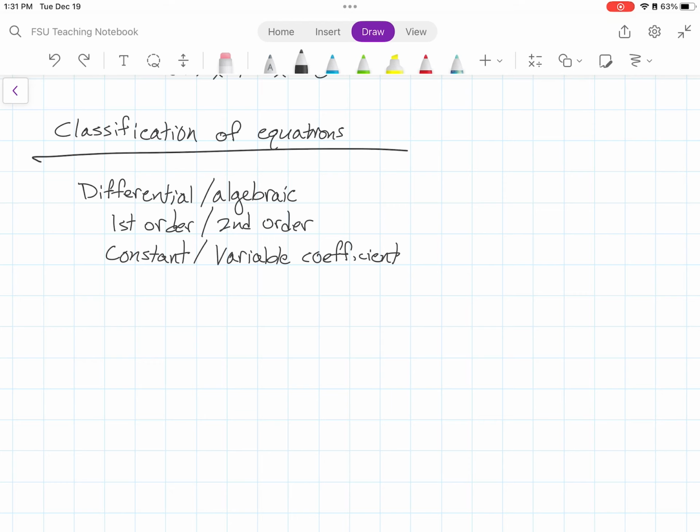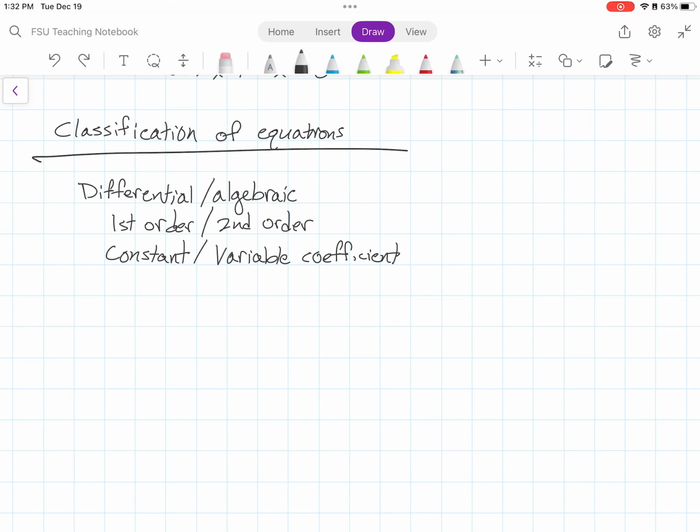Okay, so in the previous two videos, we've been talking about classification of equations. We've talked about how to determine if an equation is differential or algebraic. And under the umbrella of differential equations, we've talked about first, second, third, nth order differential equations and constant or variable coefficient differential equations. These last few that we're going to talk about do not fall under the umbrella of just differential or algebraic equations. Either differential or algebraic equations can be classified in these ways.